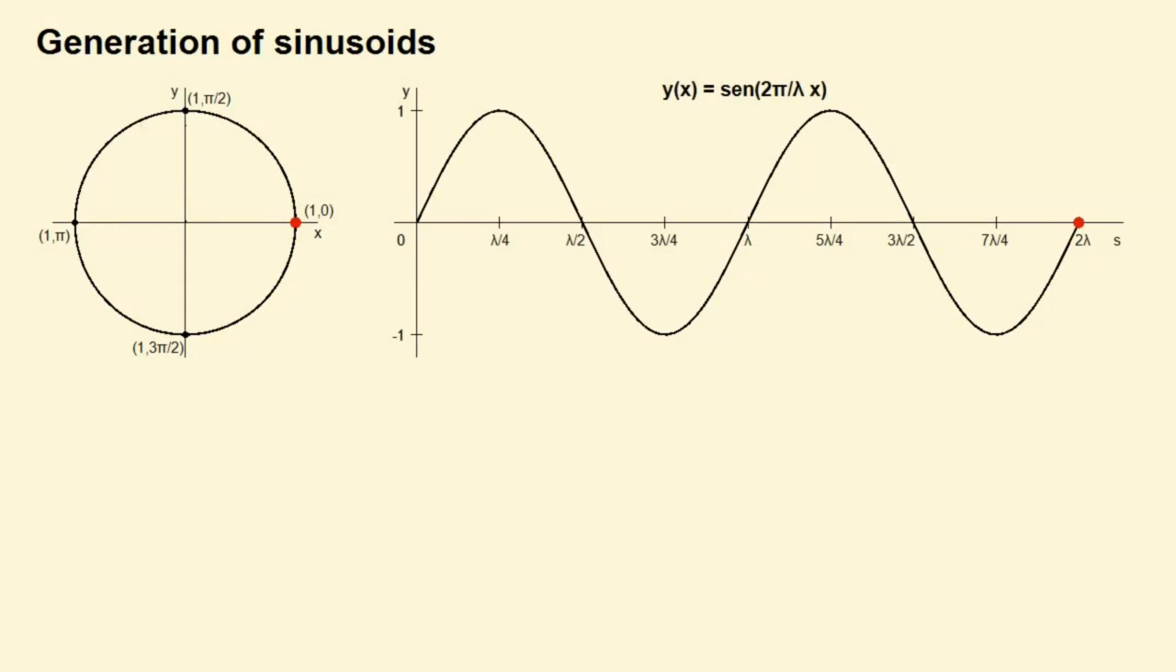Next, we will consider the representation of the projection of the point position as a function of time. Note that we have zeros for t equal to multiples of half the period, maxima for t equal to 1/4 of the period, 5/4 of the period, and so on, and minima for t equal to 3/4 of the period, 7/4 of the period, and so on.